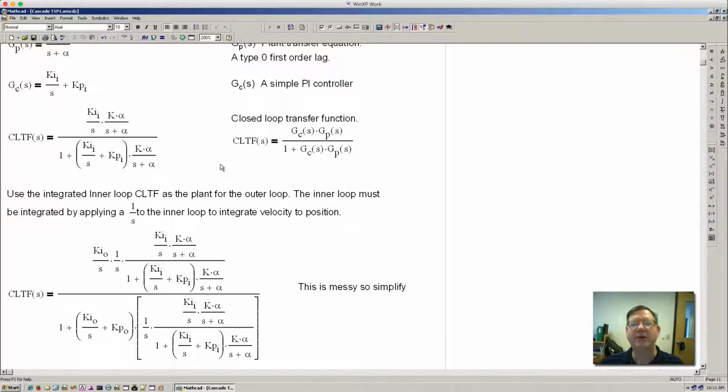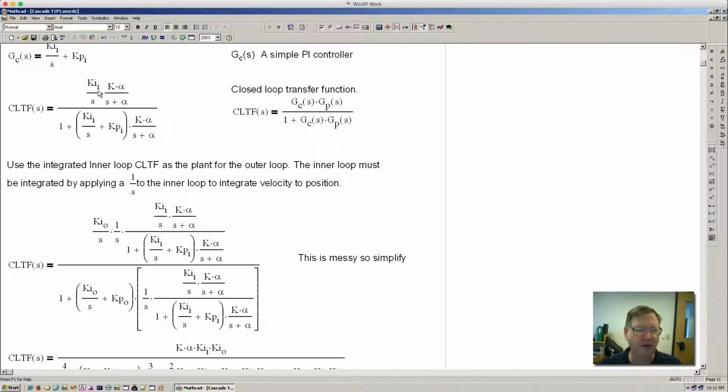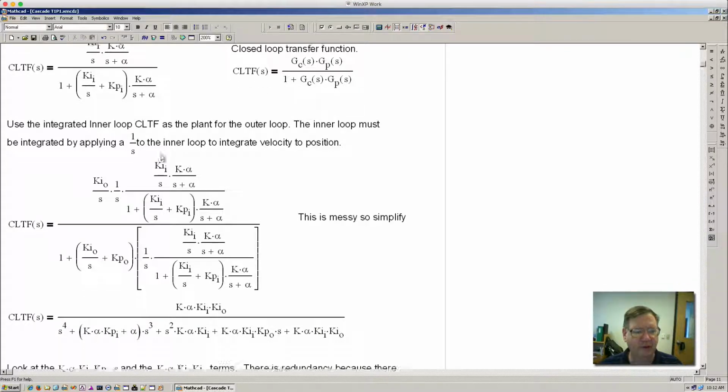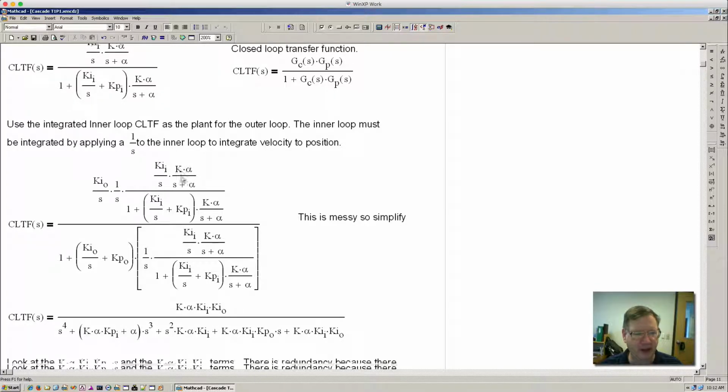And the reason why you want to do that is because the outer loop is generating target positions, I mean, velocities that the inner loop must follow. And these can be noisy depending upon how good the feedback is. So it's best to remove the proportional terms or any term other than the integrator term from the forward path. So this is the closed loop transfer function for the inner loop.